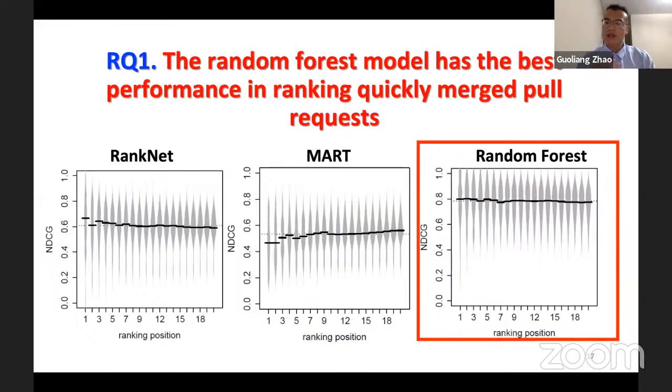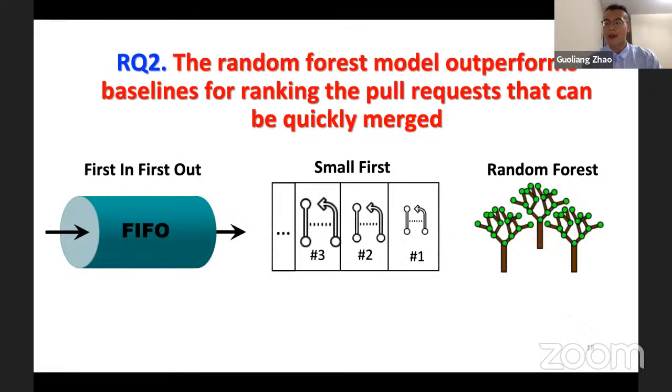So in our first RQ, we observe the random forest model has the best performance in ranking quickly merged pull requests. In the second RQ, we compared the random forest model with existing baselines, first in, first out, and small first. We observed that the random forest model outperforms the existing baselines for ranking quickly reviewed pull requests.